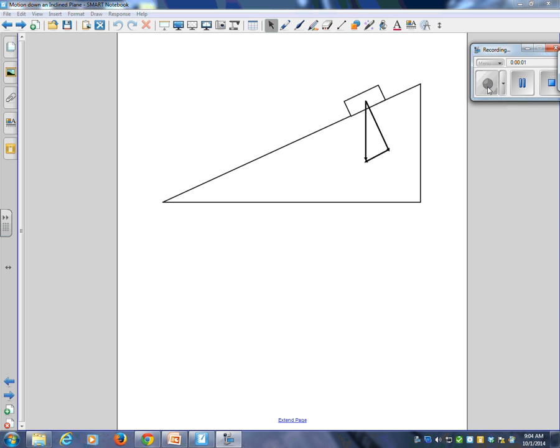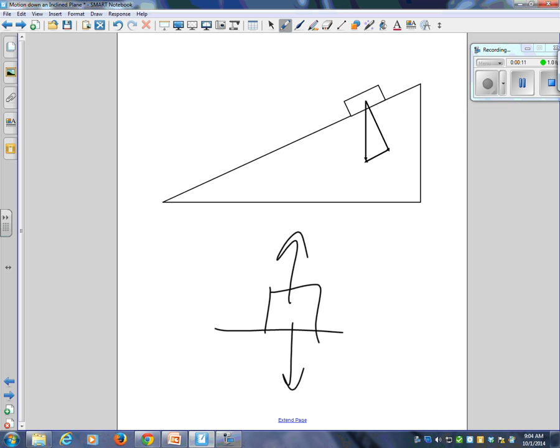Okay, so the idea behind this is that up to now, and you don't need to draw this, we've basically been dealing with objects that are on a flat surface, right? And the vertical forces are balanced, and the horizontal ones, if they're balanced, stop or constant velocity, and if they're not balanced, then it's accelerating.